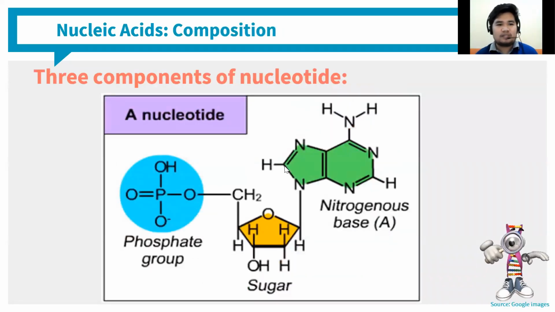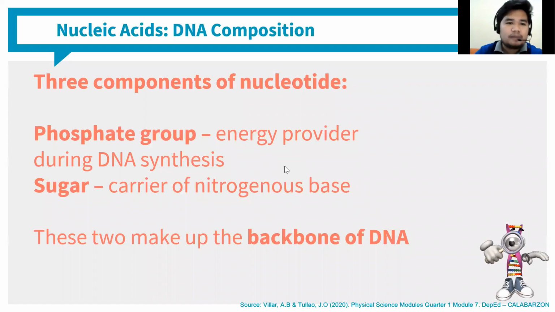This is the 3 components of nucleotide. We have phosphate group, sugar, and nitrogenous base. So let's discuss this further. Again, the nucleotide is composed of 3 important parts: phosphate group, sugar, and nitrogenous base. So phosphate group is the energy provider during DNA synthesis. Sugar, on the other hand, is the carrier of nitrogenous base. These two make up the backbone of the DNA.